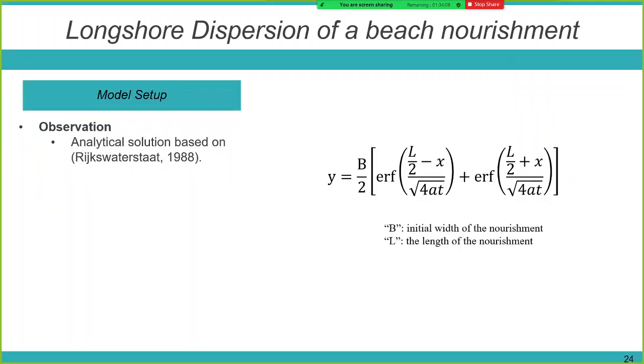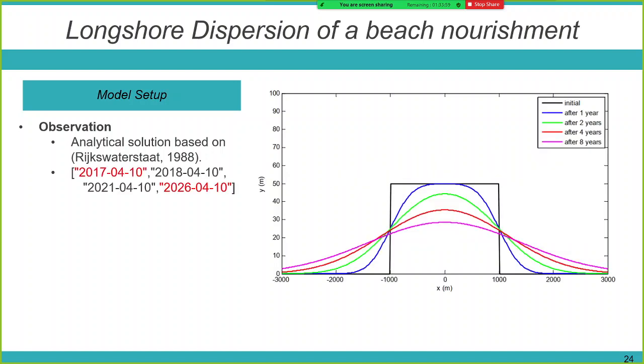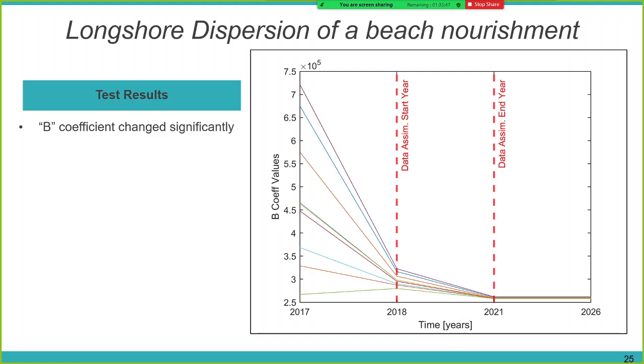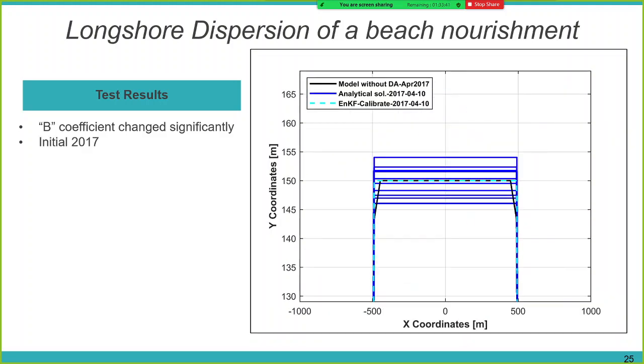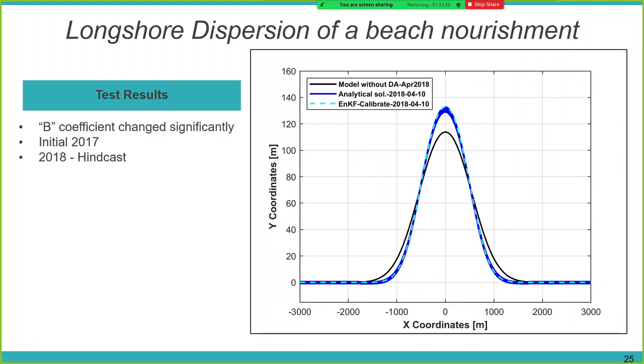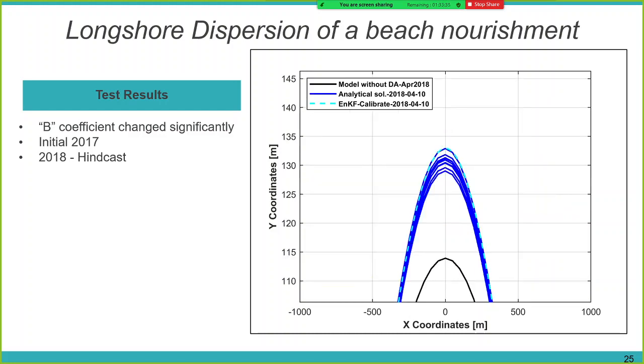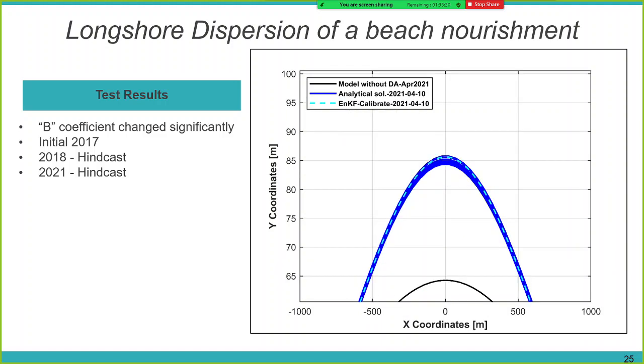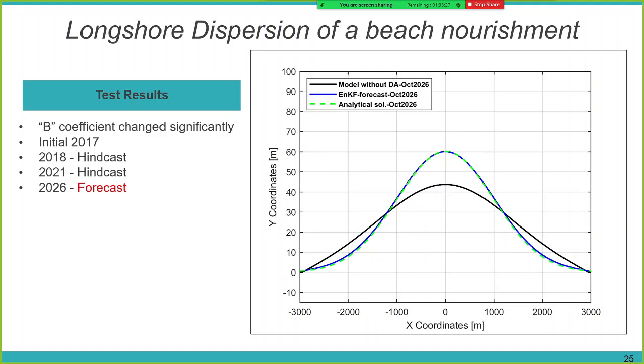Validation tests were made in ShorelineS, first using the analytical solution of the longshore dispersion of a beach nourishment, using this observed coastline from 2017 to 2026. The test result showed a successful adjustment of the B coefficient along time. Initially, both models have the same coastline at 2017. Then the hindcasting phase showed successful matching with the analytical solution along time, as well as the forecasting stage.